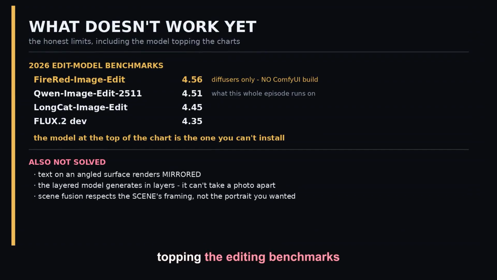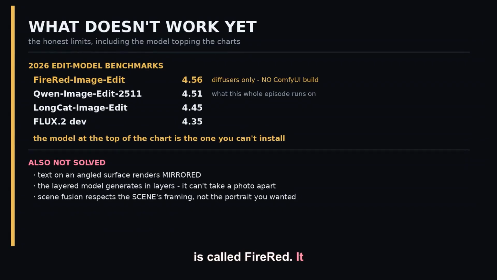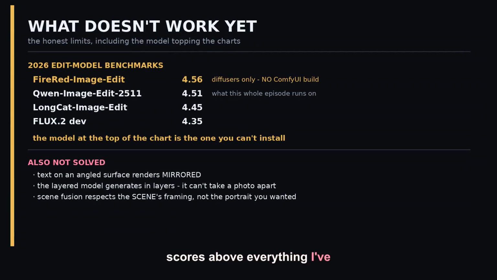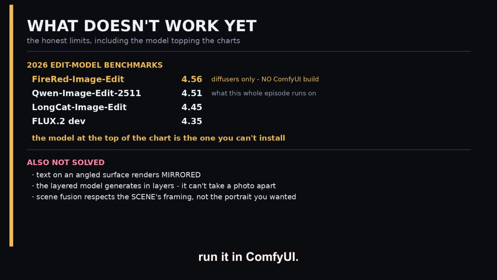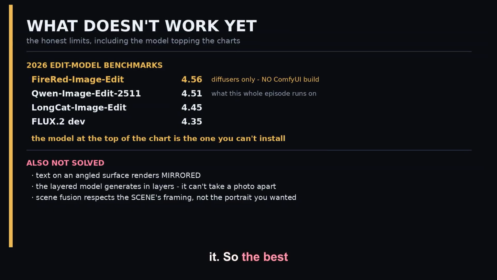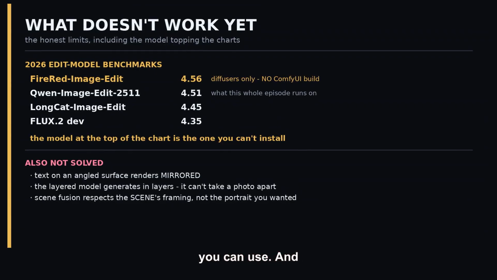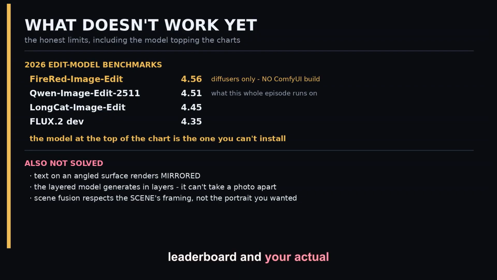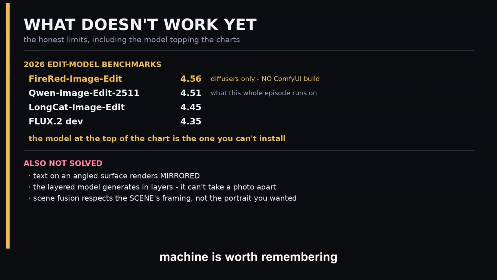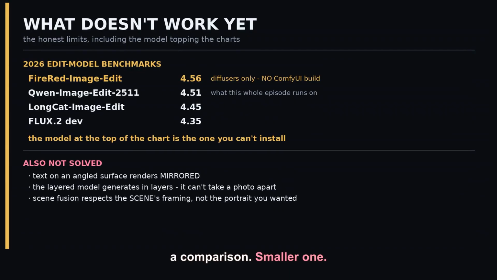The model currently topping the editing benchmarks is called Fire Red. It scores above everything I've shown you. You can't run it in ComfyUI. There's no build for it. So the best model on paper is, today, not a model you can use. And that gap between a leaderboard and your actual machine is worth remembering every time you read a comparison.